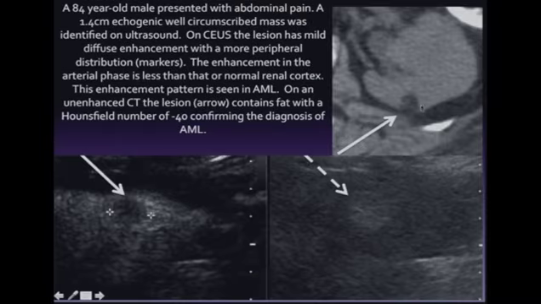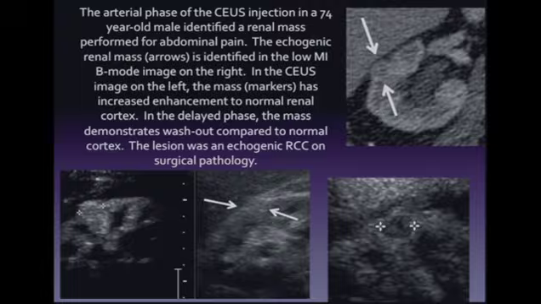Here we have on CT a fat-containing lesion, which was an angiomyolipoma. On standard ultrasound, we had increased echogenicity, and on the contrast-enhanced ultrasound, we often saw that these lesions did not have as much blood flow as renal cortex. They often had a little bit of blood flow, as you see here, in the periphery. And we consider that, for this study, an angiomyolipoma.